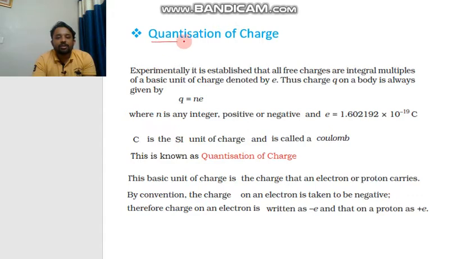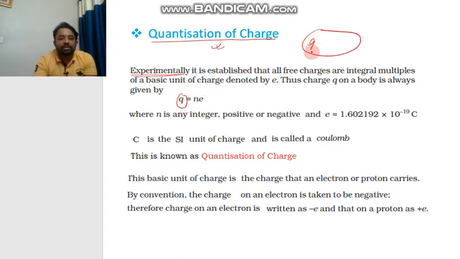Our next topic is quantization of charge. Now, what is quantization of charge? Experimentally, it has been observed that the charge on any body, suppose there is a body and it has charge Q, will be an integral multiple of the basic charge e. e is the basic unit of charge.